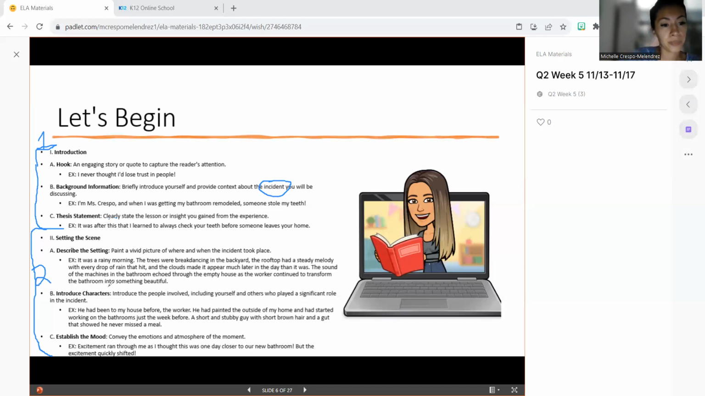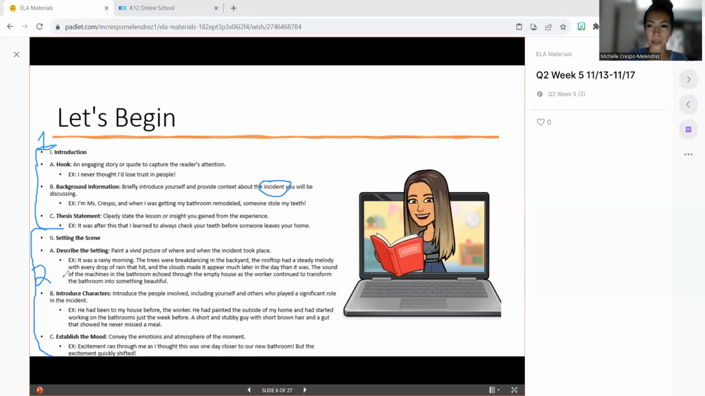Here are some examples. It was a rainy morning. The trees were breakdancing in the backyard. The rooftop had a steady melody with every drop of rain that hit. And the clouds made it appear much later in the day than it was. The sound of the machines in the bathroom echoed through the empty houses as the worker continued to transform the bathroom into something beautiful. So I described the setting to you, and I used sensory details and figurative language. That's where you enter your sensory details and your figurative language.